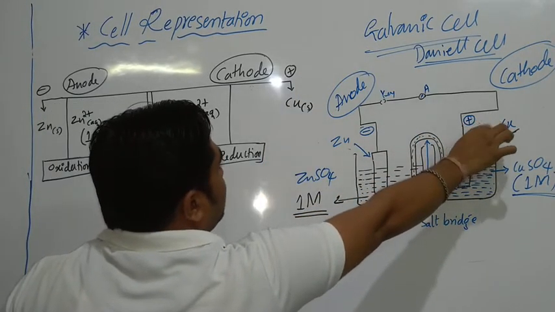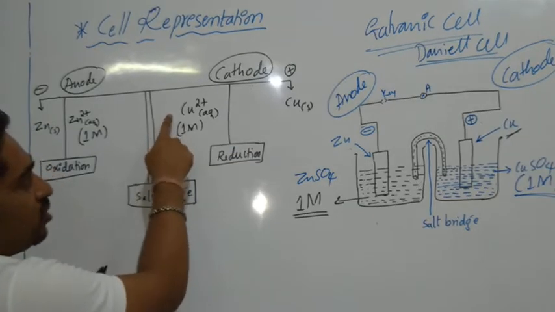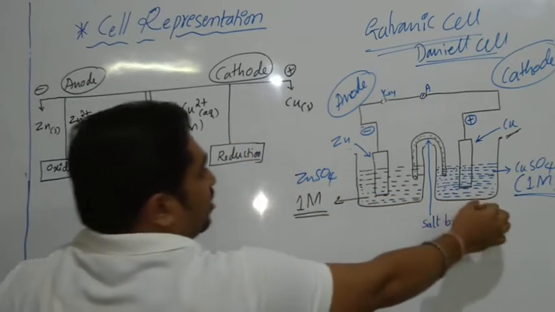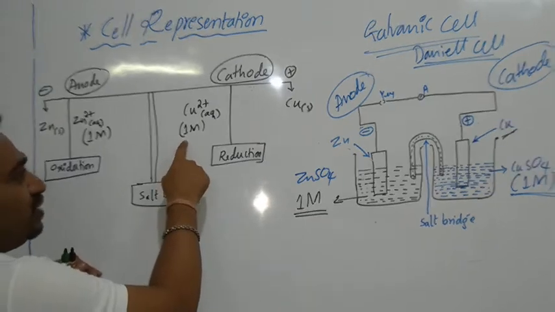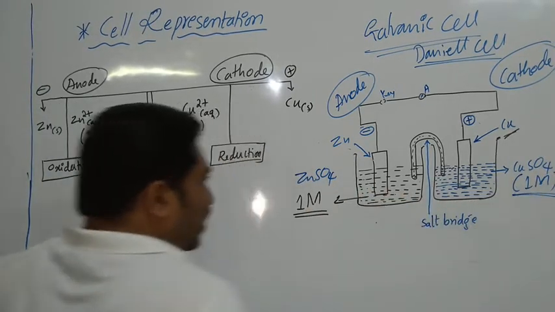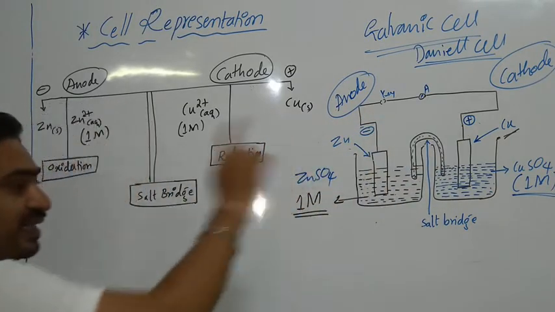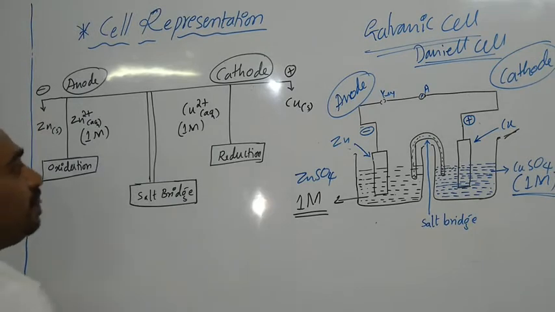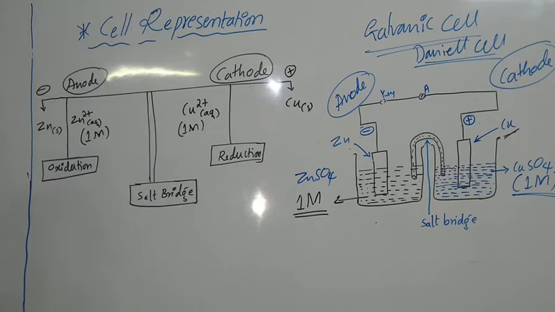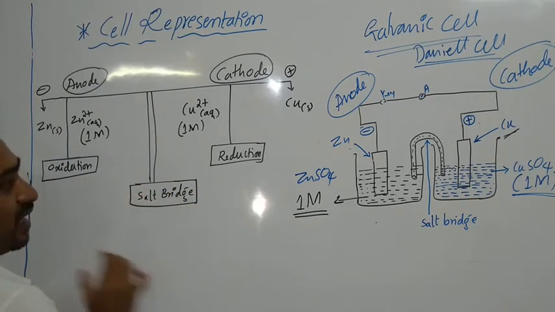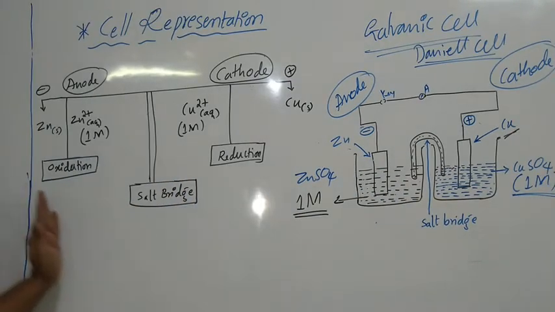This copper is dipped in the electrolyte containing Cu2+ ions, the cupric ions. The concentration of the solution is 1 molar here also, and at this electrode reduction takes place. These two half cells are divided by a salt bridge. Actually they are internally connected, but physically divided by the salt bridge, which is present in the middle. Based on this, we have to represent a cell.